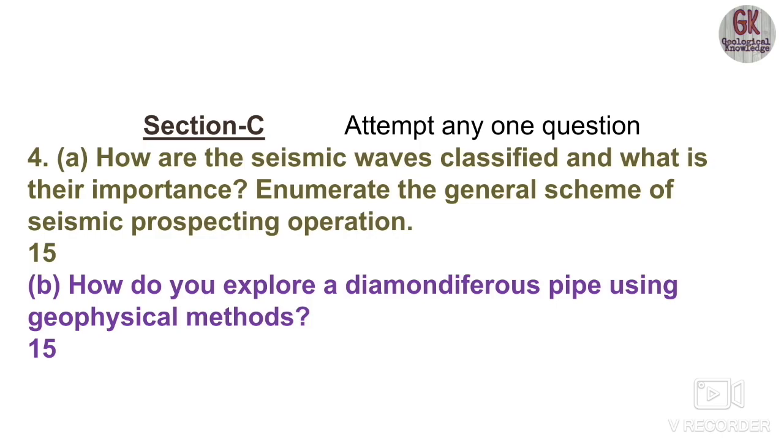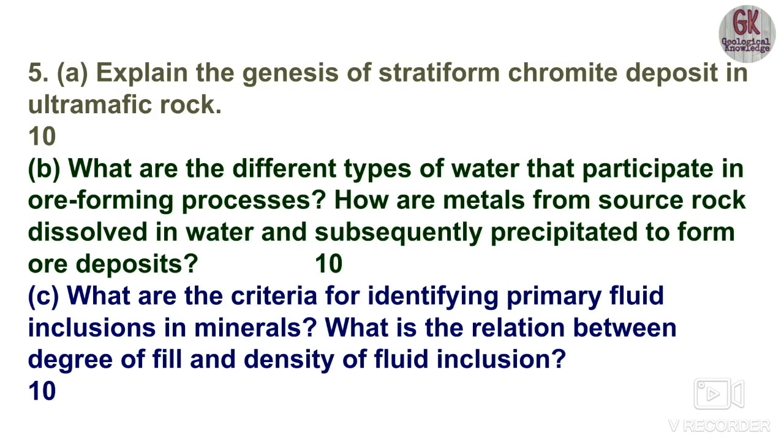4B question is how do you explore a diamondiferous pipe using geophysical methods. So the exploration of a diamondiferous pipe using geophysical methods, that you have to write down. 5A is explain the genesis of stratiform chromite deposit in ultramafic rocks. Genesis means how they form the stratiform chromite deposit in ultramafic rock.